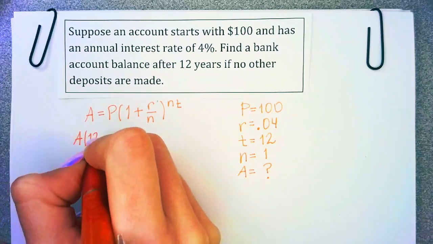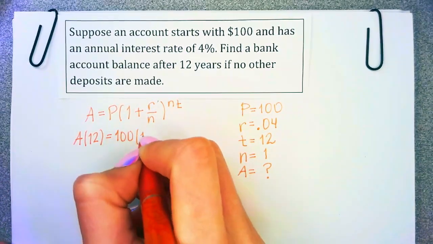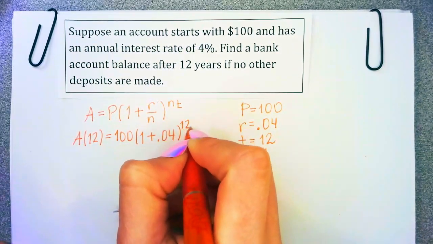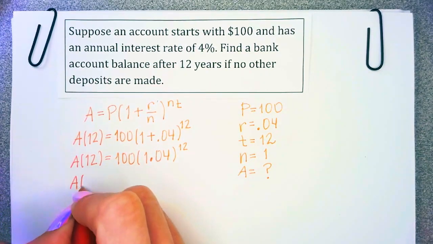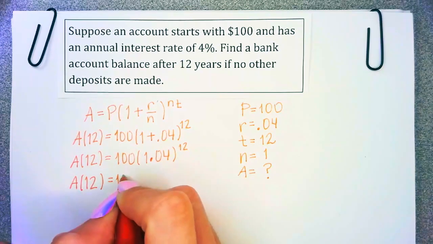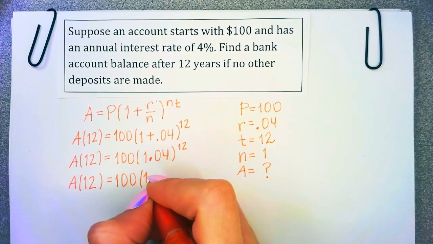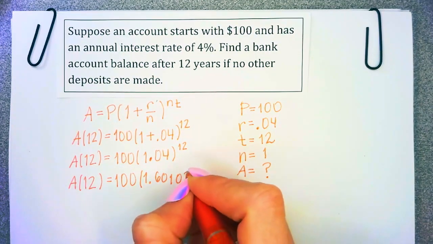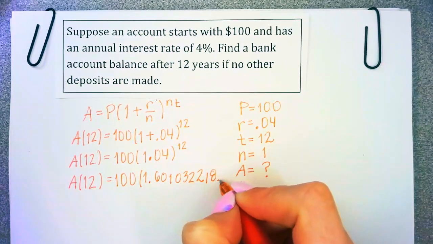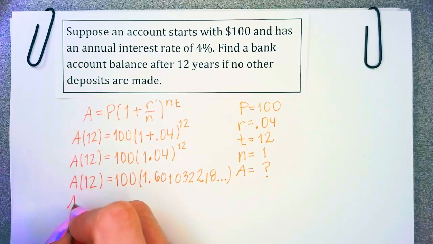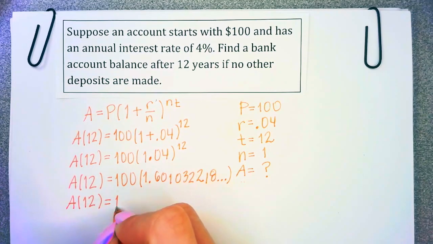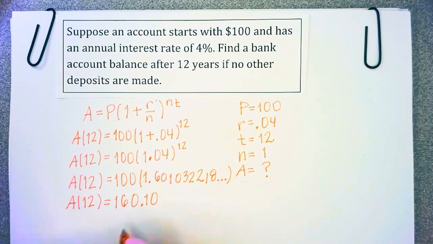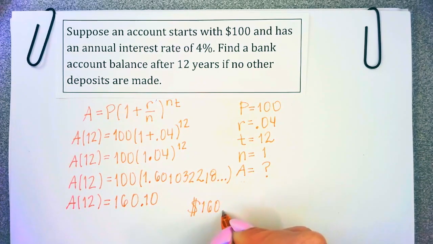A of 12 equals 100 times the quantity of 1 plus 0.04 raised to the 12th. 1 plus 0.04 is obviously just 1.04. I need a calculator to figure out 1.04 to the 12th power. The calculator gives me 1.601032218, and so on. Make sure you're not just rounding to a few decimal places. Leave all those decimals on your calculator window. From there, just press times 100 and you'll get $160.10 after rounding to the hundredths place.